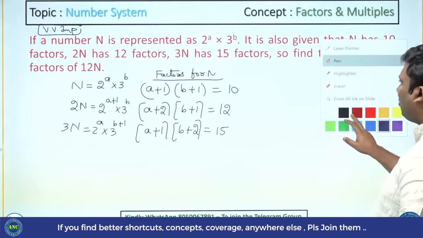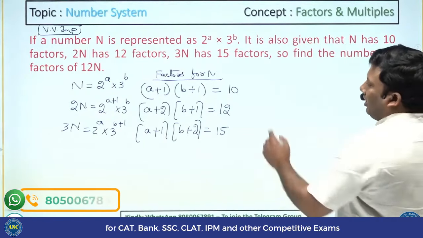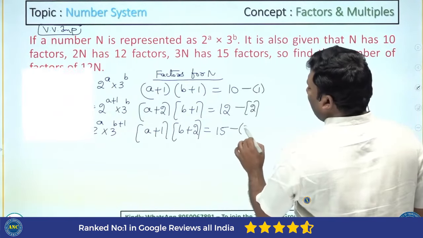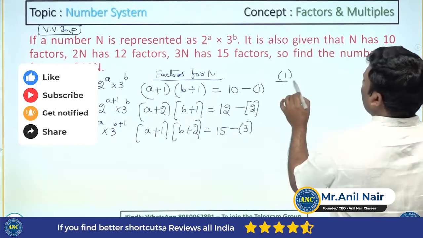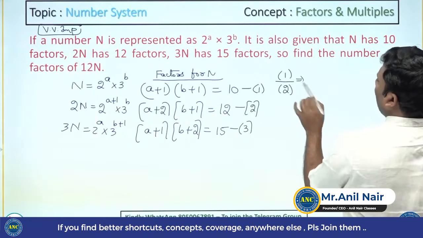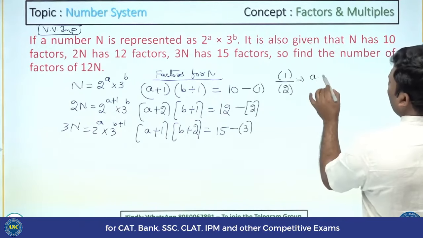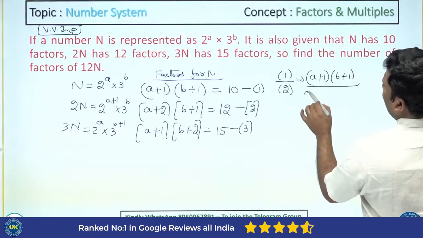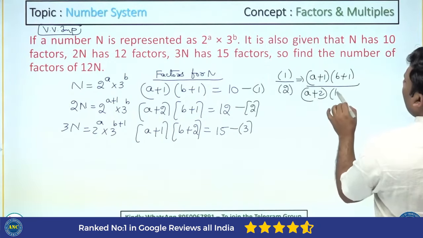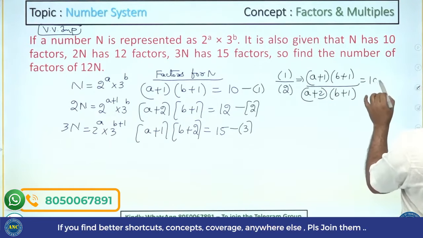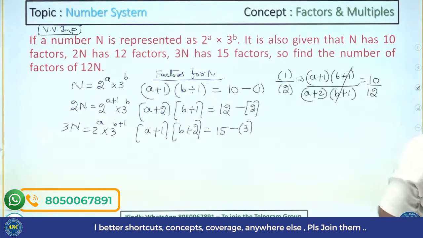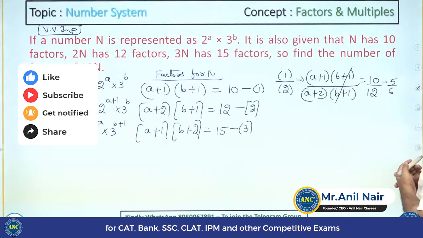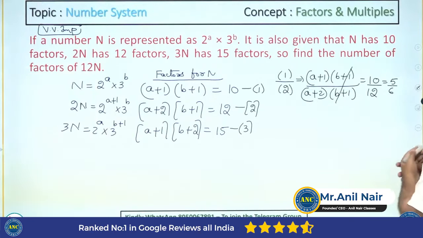How to find out the values for a and b? This is for n, this is for 2n, this is for 3n. Divide 1 with 2. Let me see what is happening. If I divide 1 with 2, a plus 1 into b plus 1 divided by a plus 2 into b plus 1 is equivalent to 10 by 12. b plus 1 cancels. 5 by 6. So a plus 1 is 5, a plus 2 is 6.